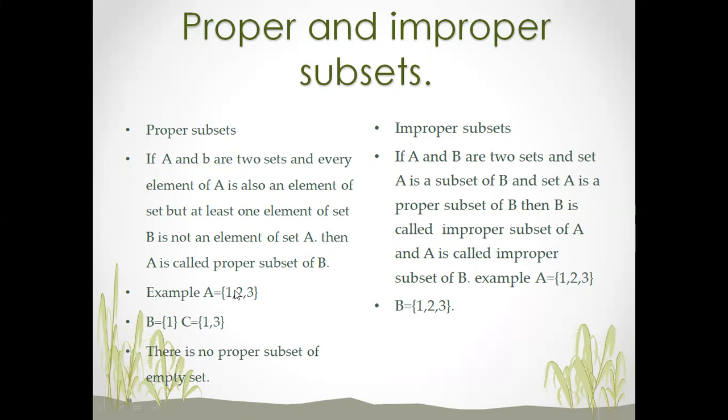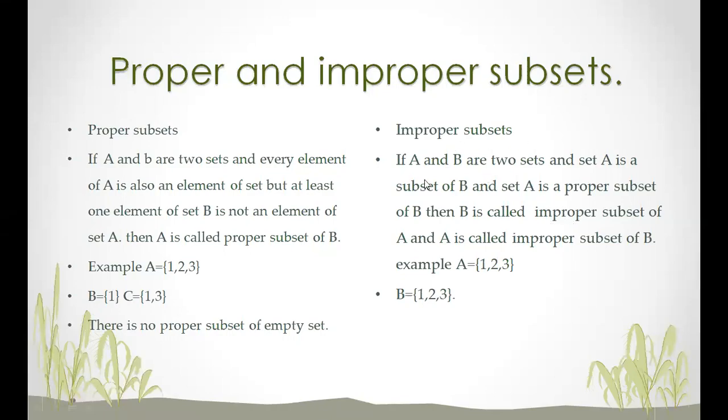For example, take {1, 2, 3}. Each element of this is included in this set, but at least one element is left. For example, here 1 is included, 2 and 3 are left. So this is a proper subset. And here {1, 3} does not contain 2, so this is also a proper subset. There is no proper subset of the empty set, and the empty set has no proper subset.